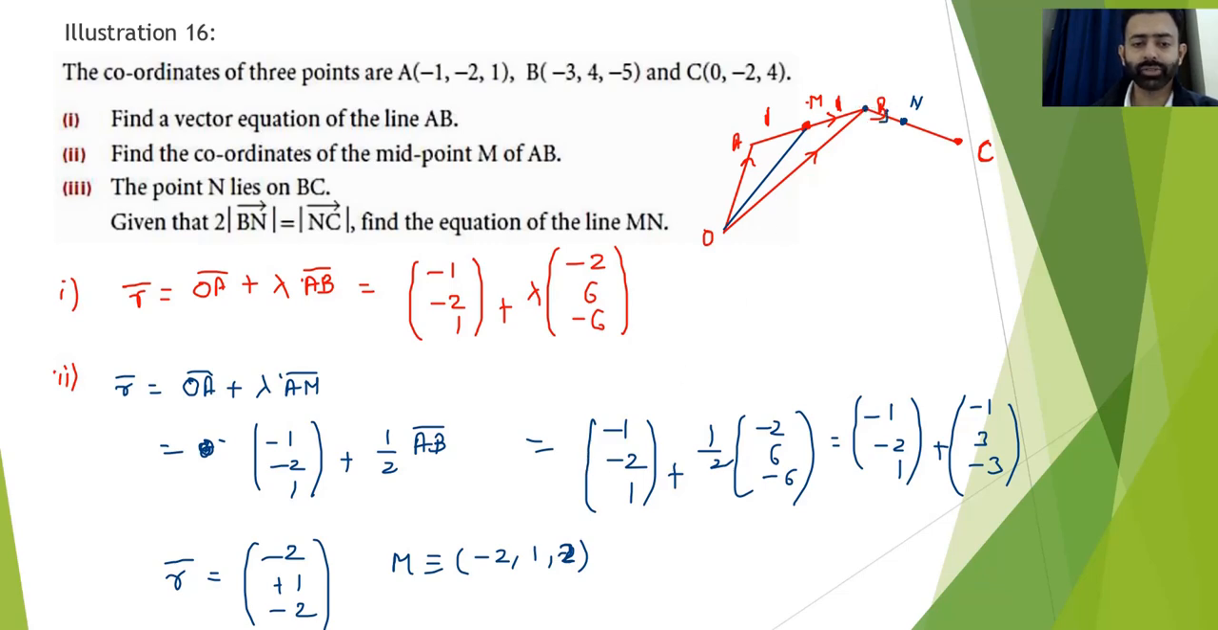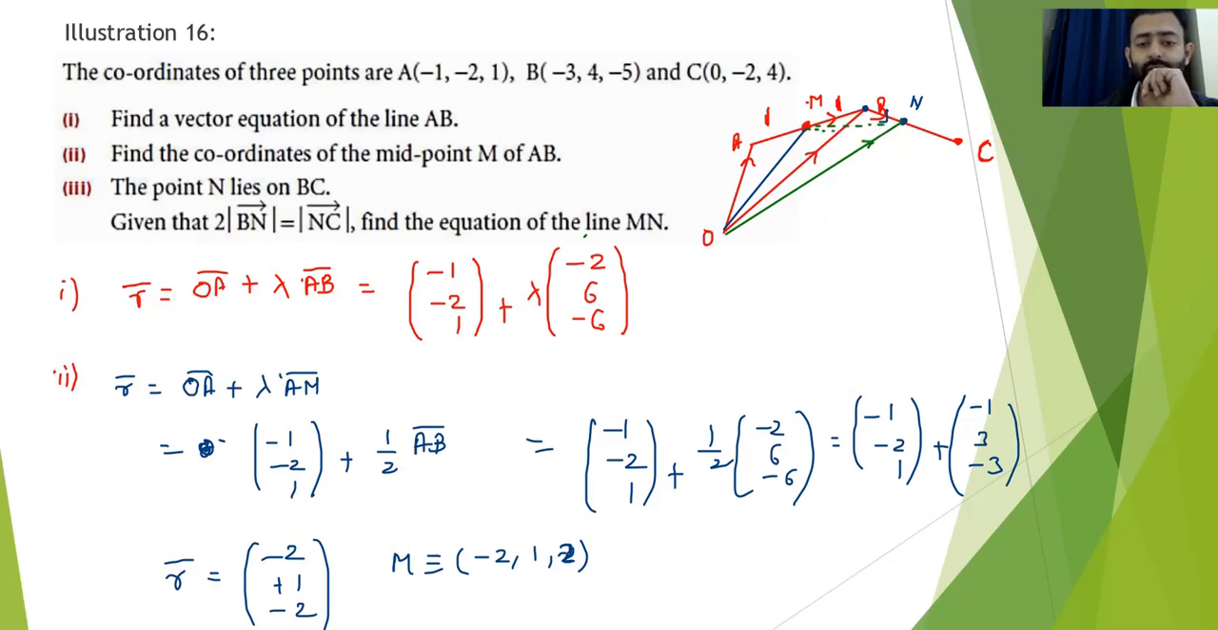Okay. So let us join this. Let me use another color. This is your ON, like this. Okay. This we have to find out. Find the equation of line MN. Okay. This line MN equation we have to find out. Meaning I have to find out the vector equation of line MN.